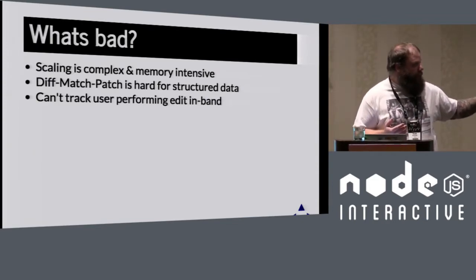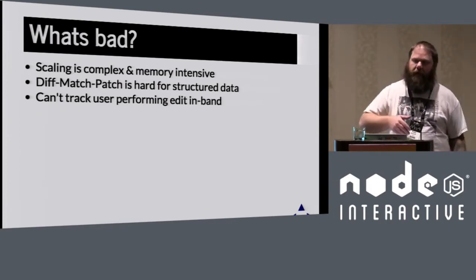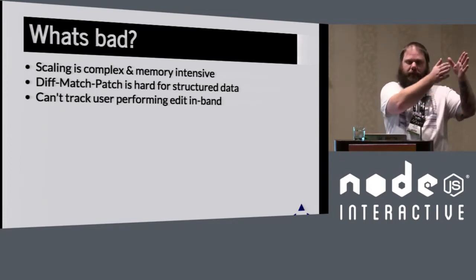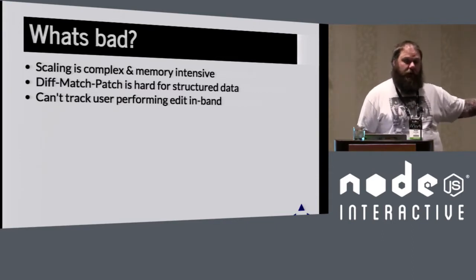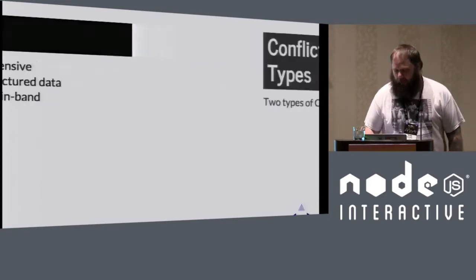And you can also track the user performing the edit in band. You know, in Google Docs, when you have two people typing, you can see where your friend is typing and they can see where you're typing. You need something entirely separate from this to track where the user is in the document.